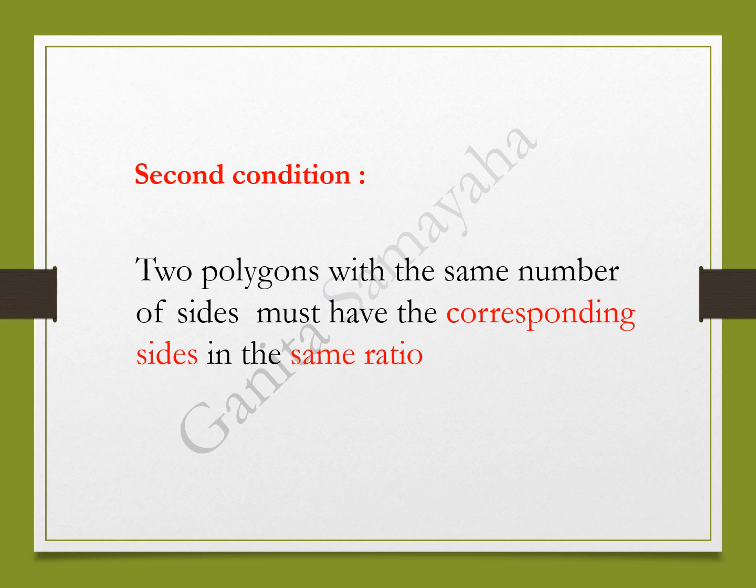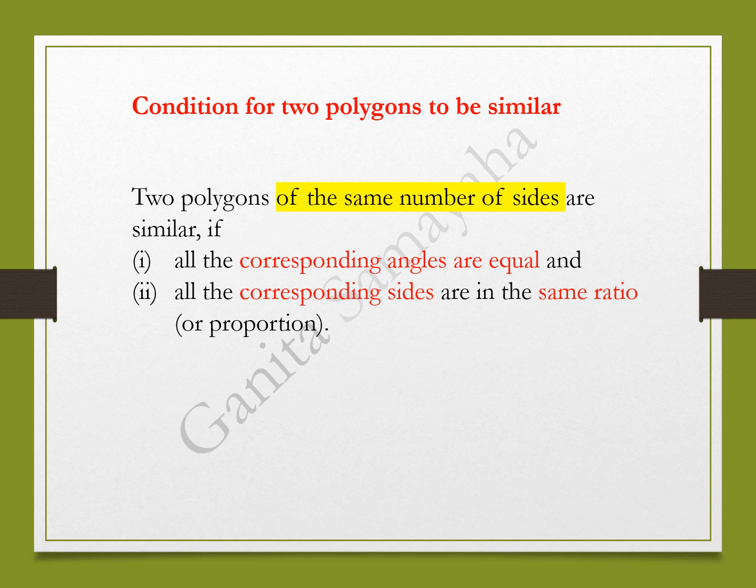So this gives us the second condition. Two polygons with the same number of sides must have the corresponding sides in the same ratio. So we have two conditions, children. The first condition is all corresponding angles are equal, and the second condition is the corresponding sides are in the same ratio. The ratio is the same. They are not the same sides. If they were the same, then they would have been congruent. Of course, congruency also implies similarity.